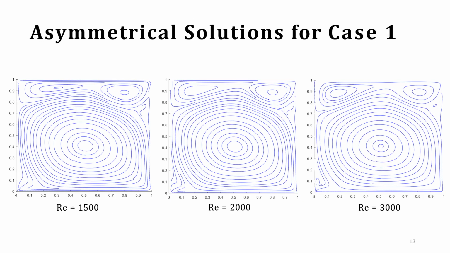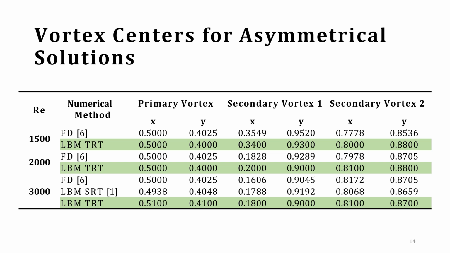Asymmetrical solutions were found for Reynolds numbers of 1500, 2000, and 3000 as shown in this figure. As the Reynolds number increases, the secondary vortex in the top left corner in this figure increases in size, while the secondary vortex on the top right corner decreases in size. The locations of the primary and secondary vortices are shown in this table and are also consistent with the results obtained by Lemmy and Prumal.